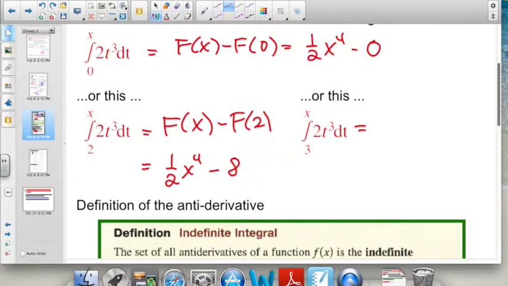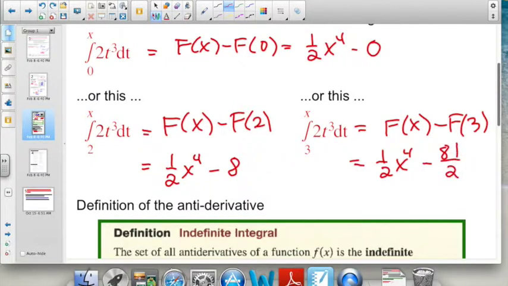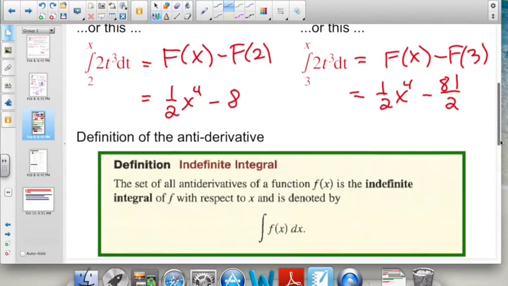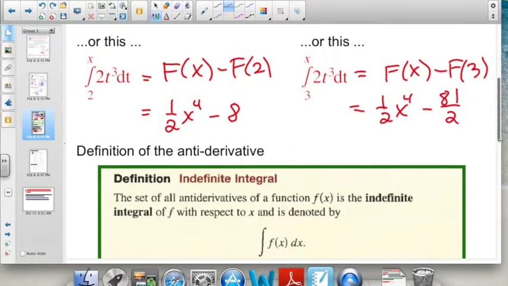Okay, yeah, so every time we change the lower bound, we just end up changing what aspect of this function? The constant. Ooh, 3 to the 4th. What was that, 81? Yeah, 81 over 2. Okay. We just end up changing that constant that hangs off the end. But if I take the derivative of all of those, the derivatives would be what? The same, right? In fact, they would all be 2t cubed or 2x cubed, right?